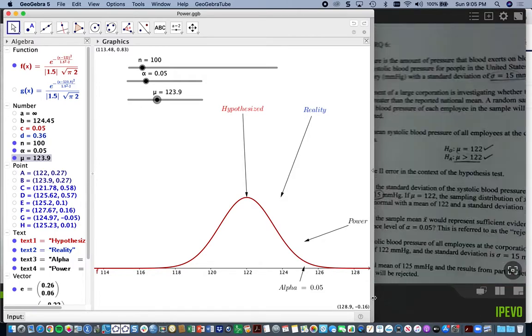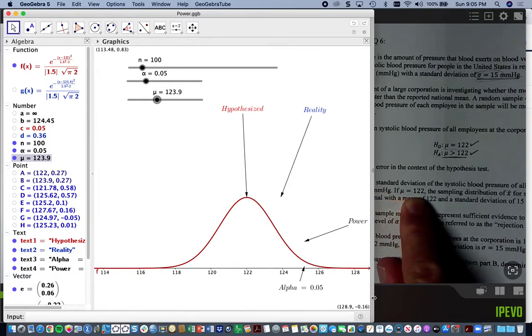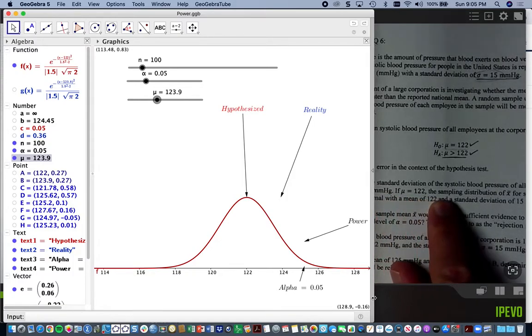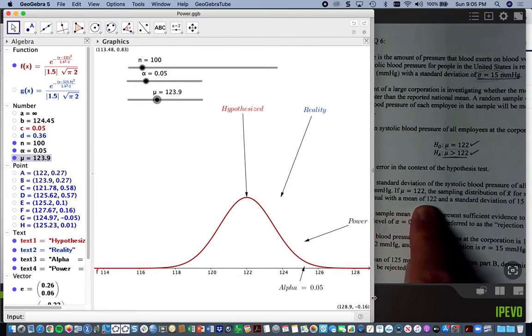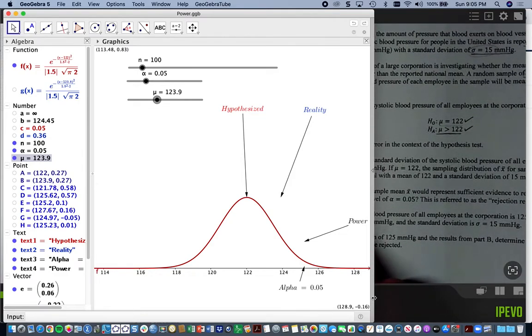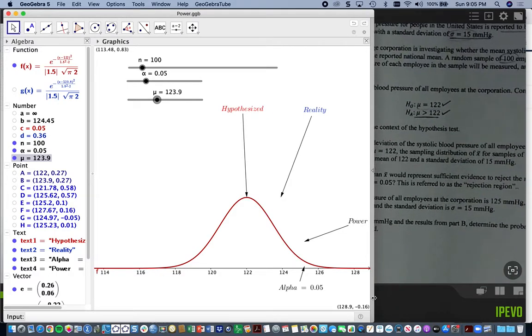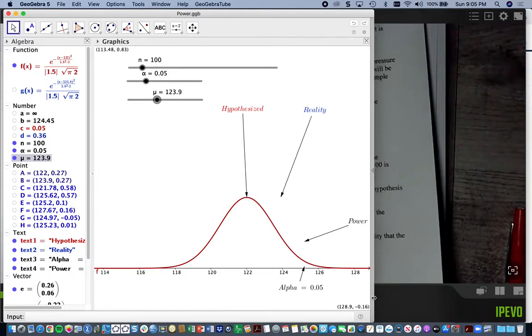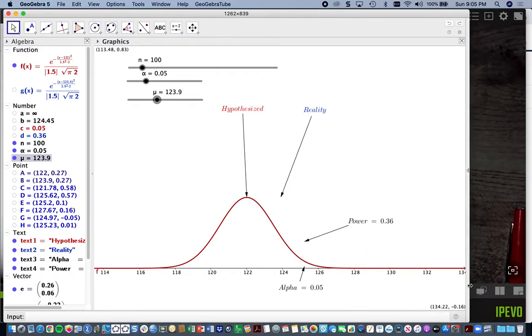It says assume that sigma is the standard deviation. If mu is equal to 122, the sampling distribution of x bar for samples of size 100 is approximately normal with a mean of 122 and a standard deviation of 15 divided by the square root of 100. What values of the sample mean would represent sufficient evidence to reject the null hypothesis at the 5% level? So what I want to do is find out where the threshold is out here that cuts off the top 5%.